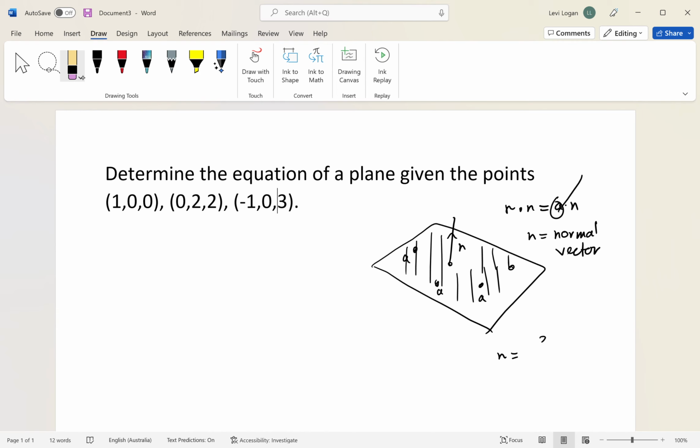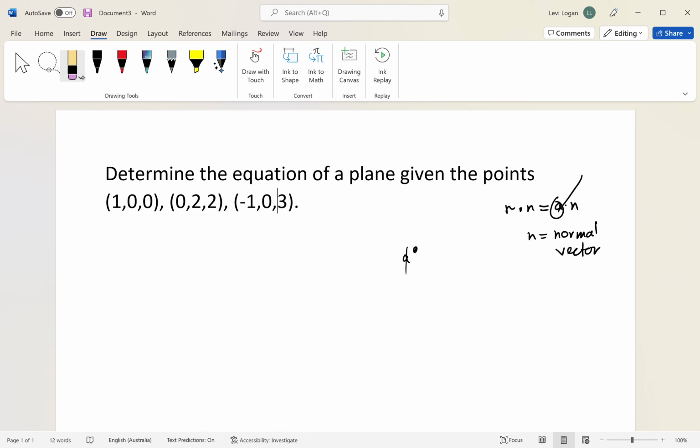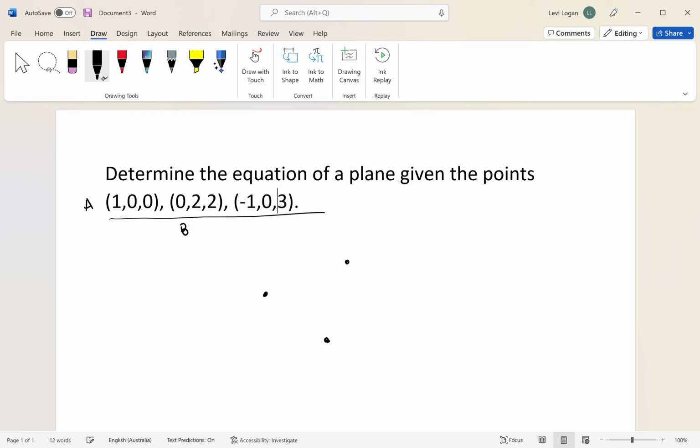Okay, so that's some of the terminology. That's how we define a plane. It is the dot product of the r vector with the normal vector, and it's equal to any point and every point dotted with the normal vector. With our 3 points here, let's just draw them out. I'm going to label this point A, this point B, and this point C.